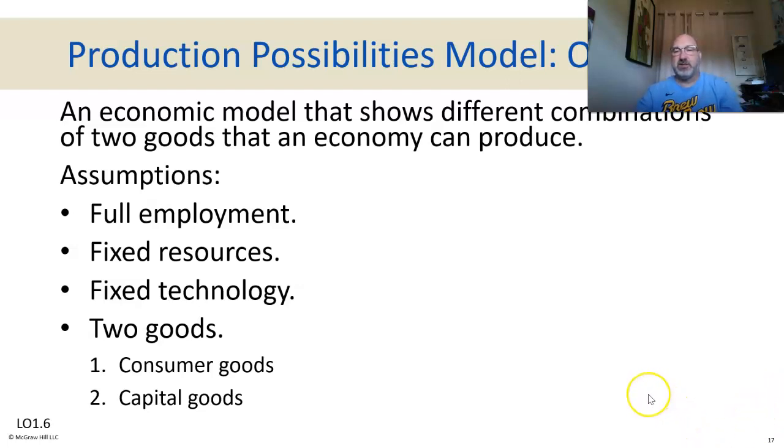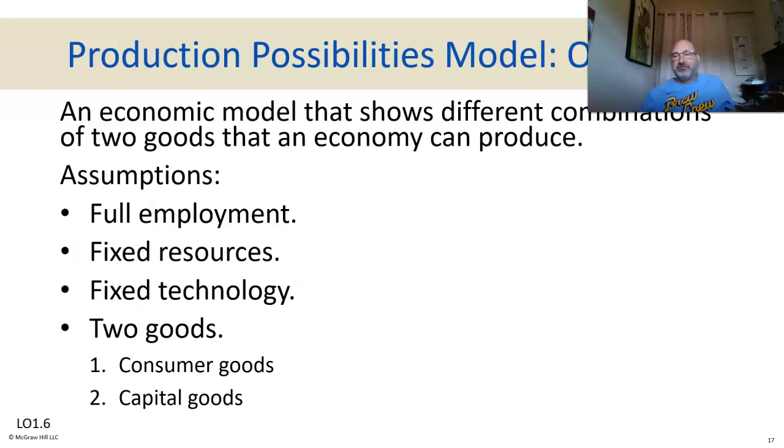Production possibilities, an overview. Production possibilities will be your first real model. It's an economic model that shows the different combinations of two goods that an economy can produce. We have a few assumptions. Like I said before, a lot of times with assumptions, we're just hitting the easy button. We're doing the best, easiest way we can do this. So we're assuming that we have full employment, fixed resources, and a fixed technology. Let me explain that here.